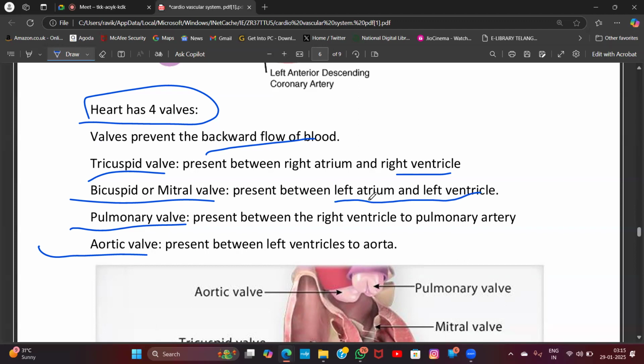Pulmonary valve. The pulmonary valve is present between the right ventricle and the pulmonary artery. That valve is called the pulmonary valve.